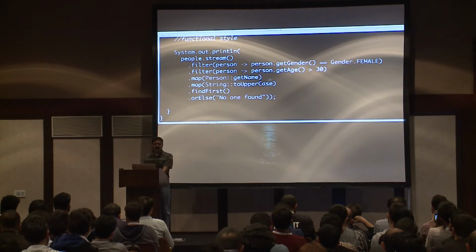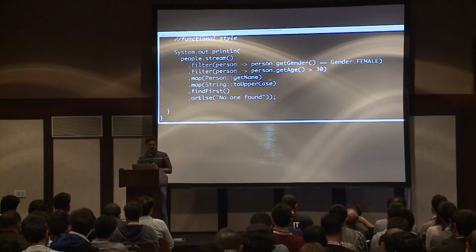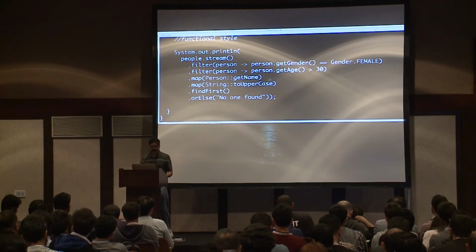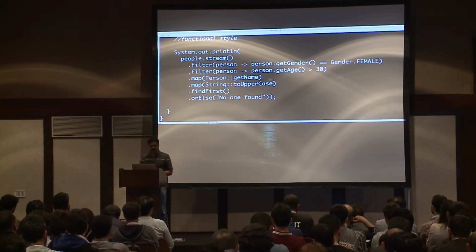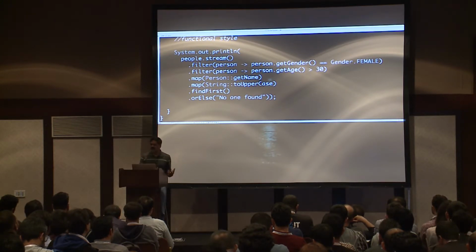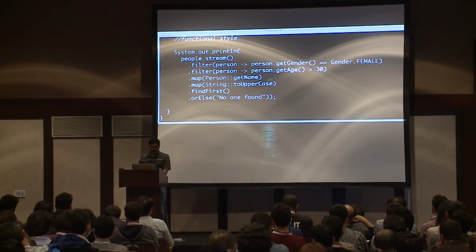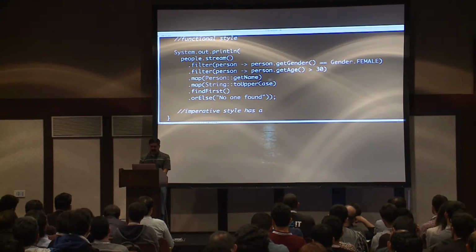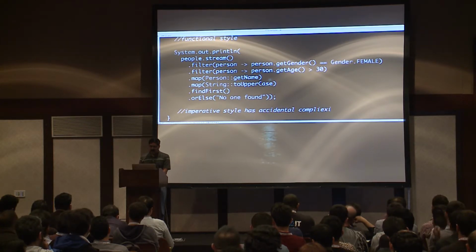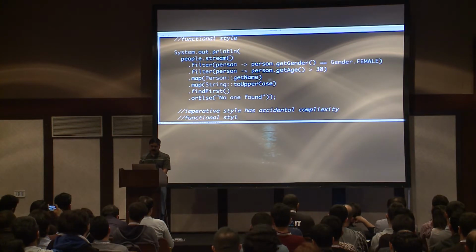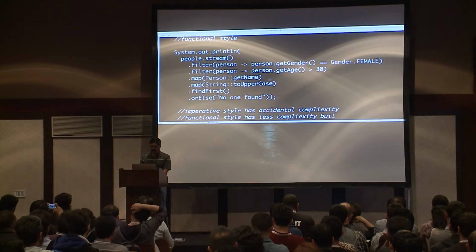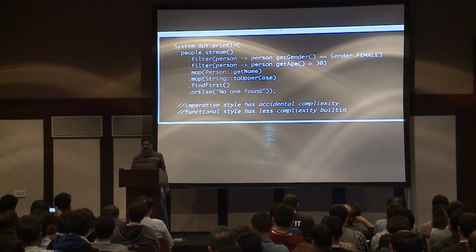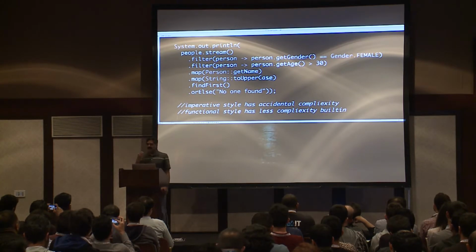This is one of the reasons why I truly like functional programming. And I came from decades of programming in imperative style. I used to program in imperative style all the time. And when I started programming in functional style, it was really hard because it was very different from what I'm used to, what I'm familiar with. But then I realized something along the way, and that is, imperative style has accidental complexity. On the other hand, functional style has less complexity built in. So this is one of the reasons why I really like functional style of programming because it has less complexity built in.